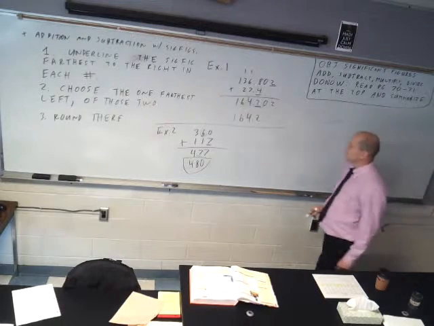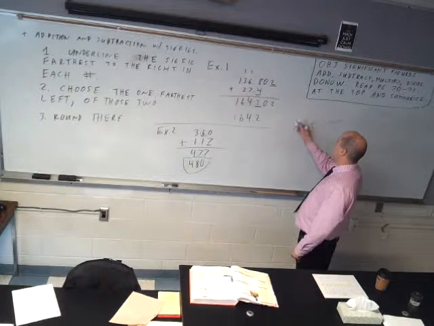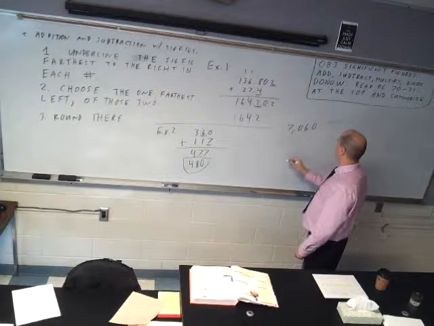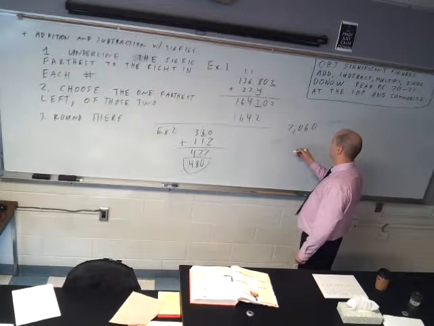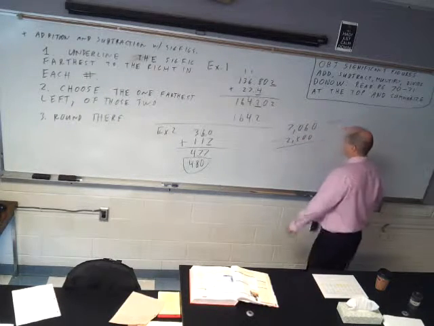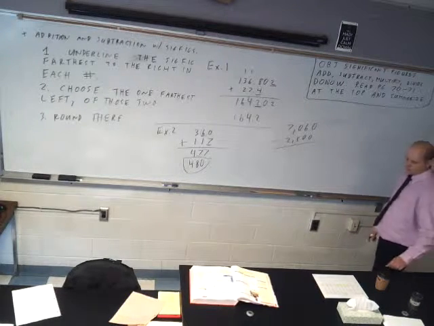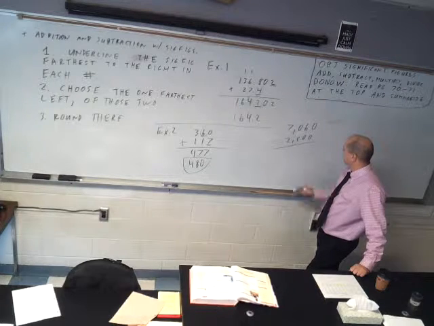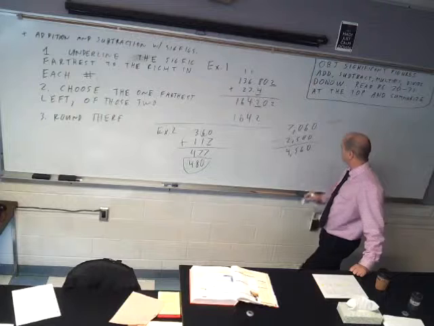All right, let's do one with subtraction. It's basically the same thing, but we'll do it anyway. Let's do 7,060 minus 2,500. Okay, so we subtract. I can't do subtraction the right way, so we'll just do it that way.